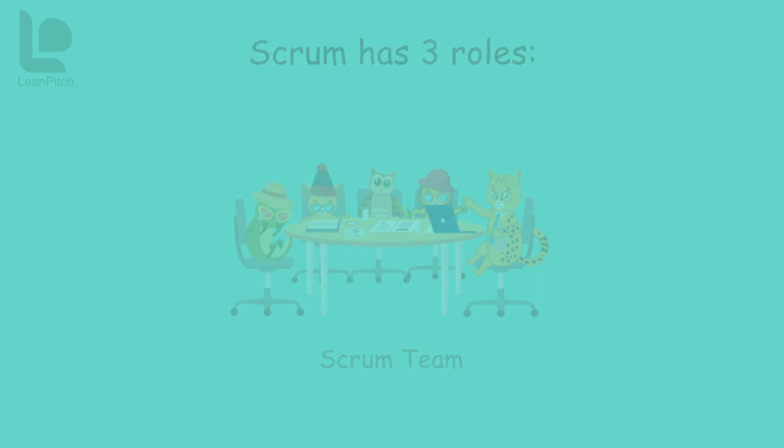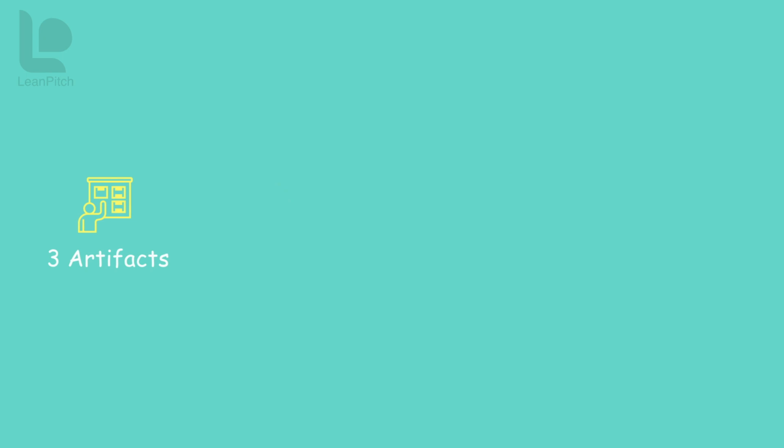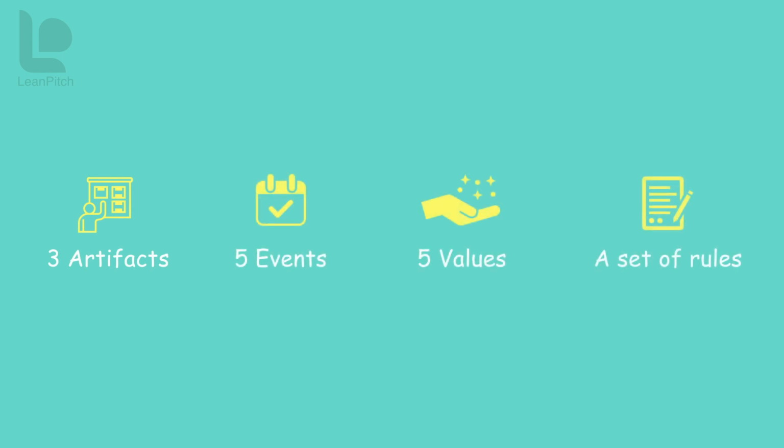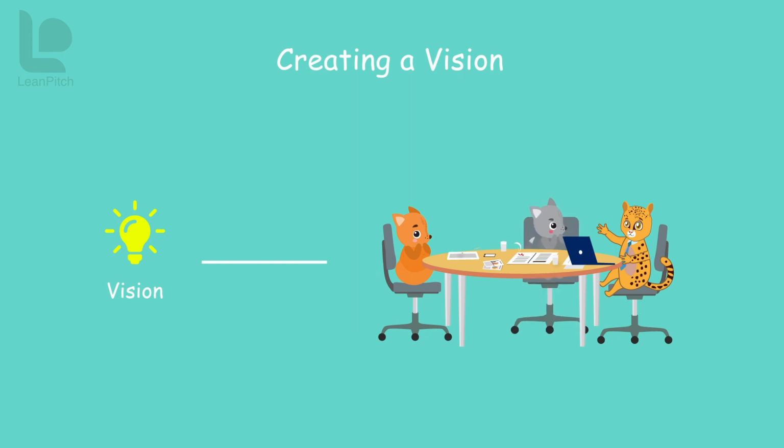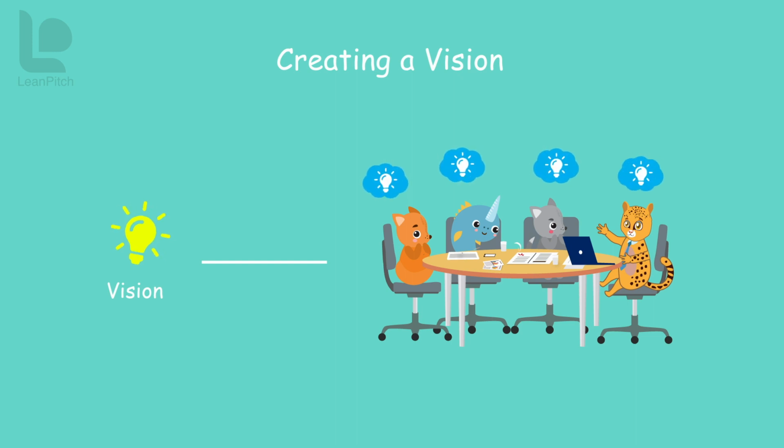The Scrum framework also has 3 artifacts, 5 events, 5 values, and a set of rules. Let's take a quick look at the Scrum framework. Any product development starts with creating a product vision. Vision is an image of the future. Product owner collaborates with the stakeholders like users, buyers, sponsors, subject matter experts, and anybody who can contribute to the vision and crafts a product vision.